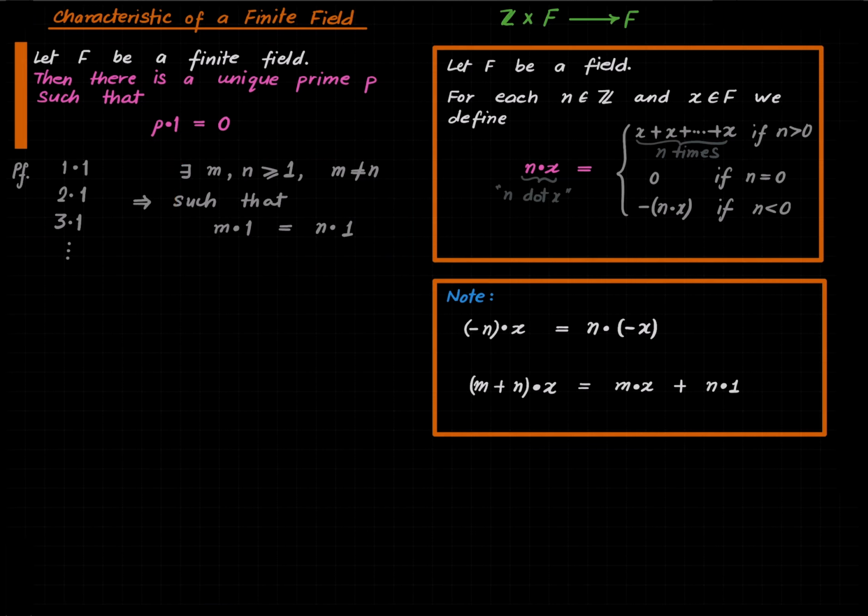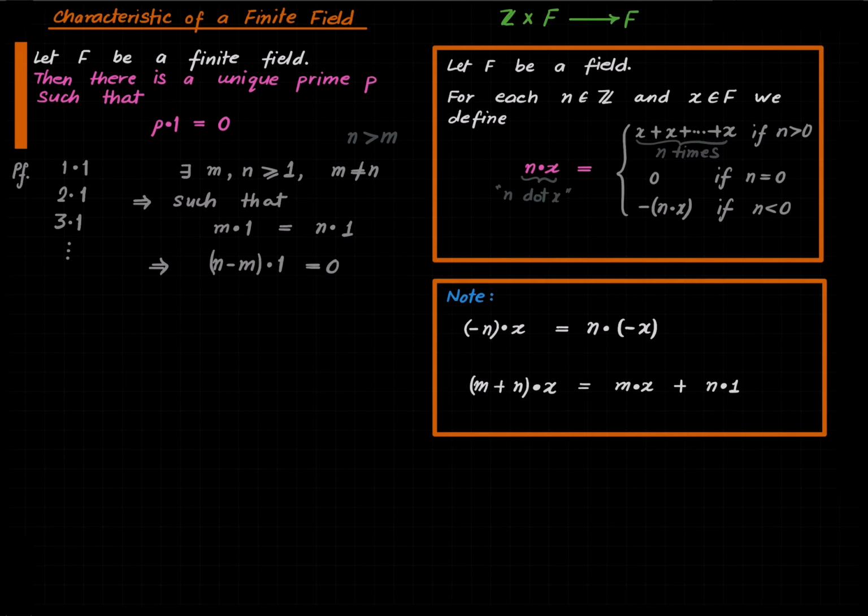This implies, let's say n is greater than m. I'm just, without loss of generality, assuming that n exceeds m. They are distinct, so one is bigger than the other. No harm in saying that n is greater than m. So this implies that n minus m dot 1 is 0.